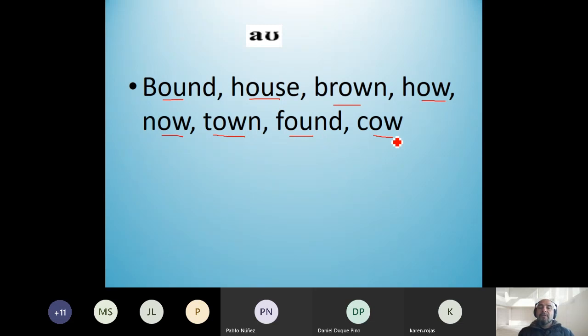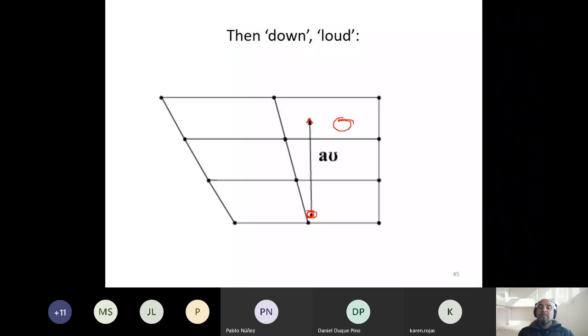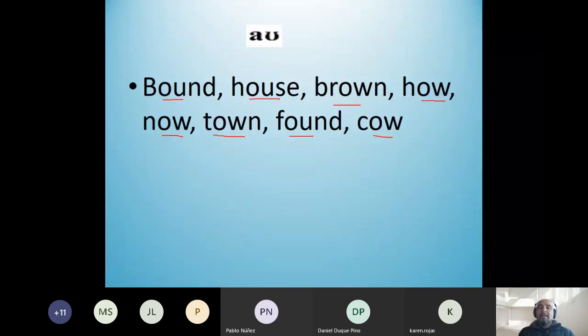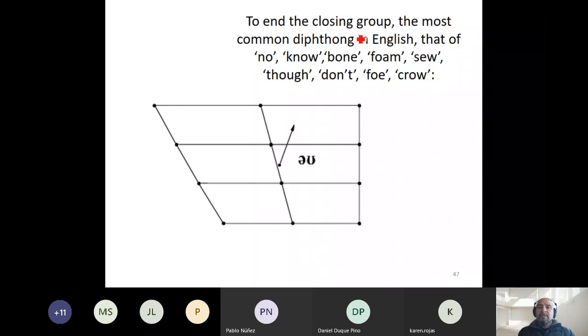Okay, so you start from a low, central position, and the tongue glides upwards to a new position, which is high, still central. Okay, ow. And the last closing diphthong is this one, o.